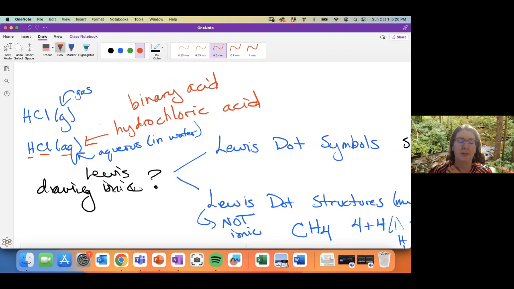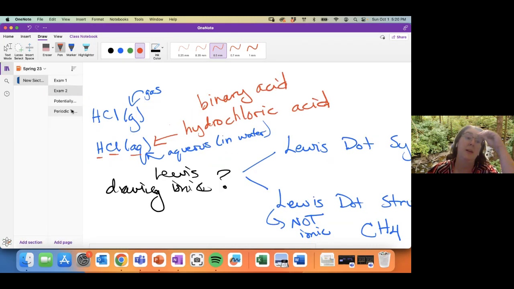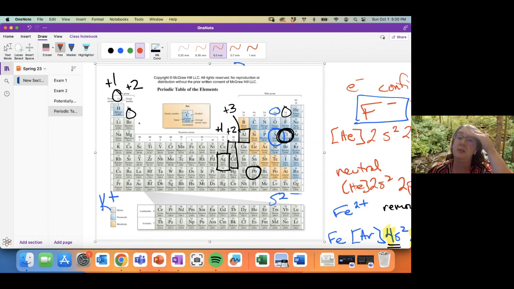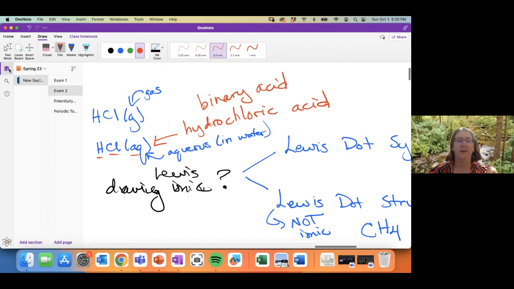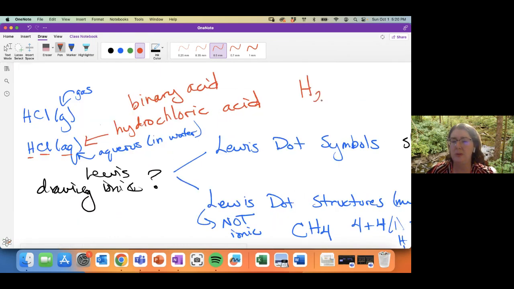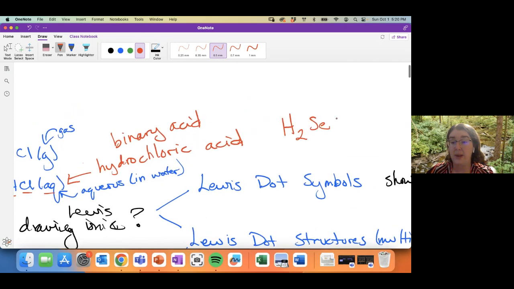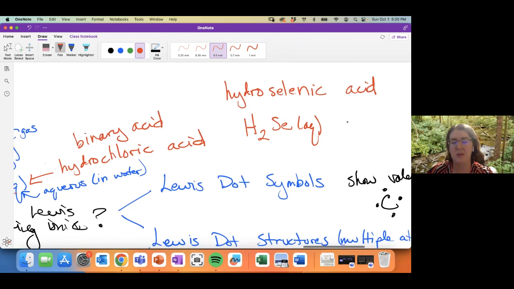So if I wanted something else, what else would make any sense? Let's do hydrogen and selenium. That'll be weird. Let's do that. I can also do this one aqueous. And then it would be hydro for the hydrogen, selen something for the selenium, ic, acid for the aqueous. Now here's the weird thing.